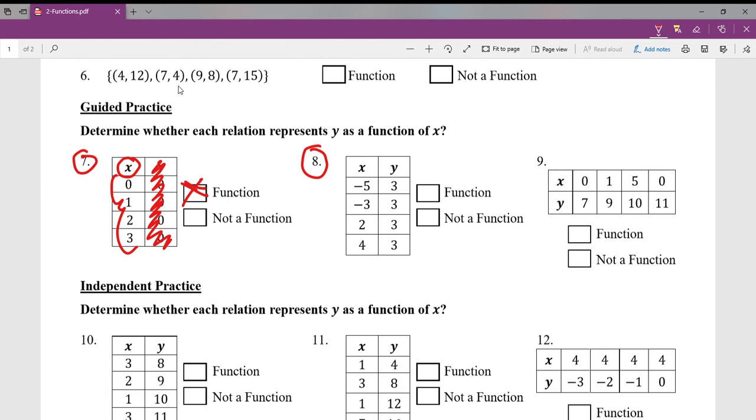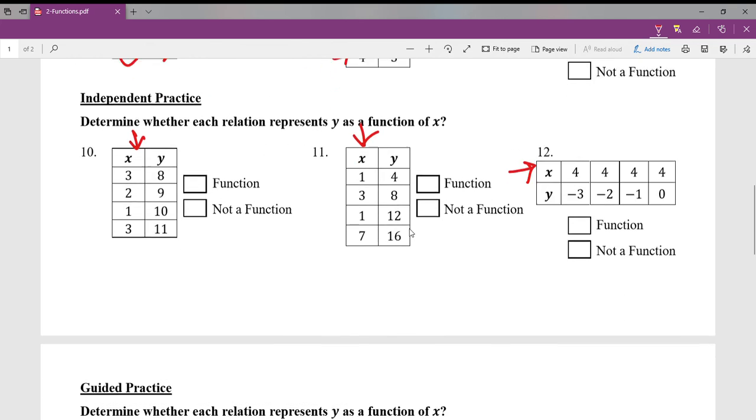Number 8, again, only looking at those x values. So I have -5, -3, 2, and 4. Are they all different? Yes. So yes, it is a function. So again, number 9, just looking at those x values. 10, 11, 12, only looking at that x value column.